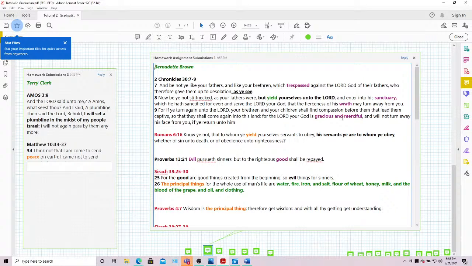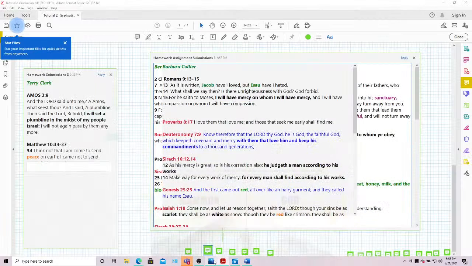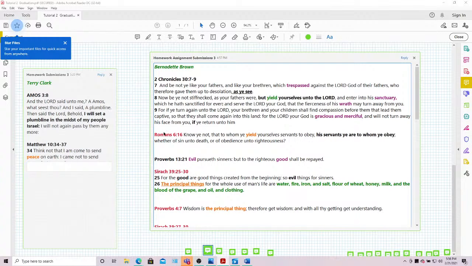return unto him. So the first thing that we have to unpack is going back to verse 8, where it says, don't be stiff-necked as your fathers were, but yield yourselves unto the Lord and enter into his sanctuary. Because you got to remember, let me pull that back up. So I'm going to throw this back on our faces again. You got to pick a side. And Paul, which I had showed earlier, bringing it back.